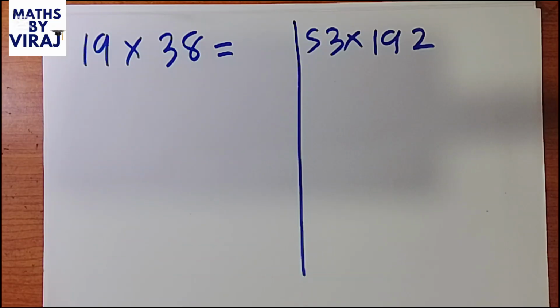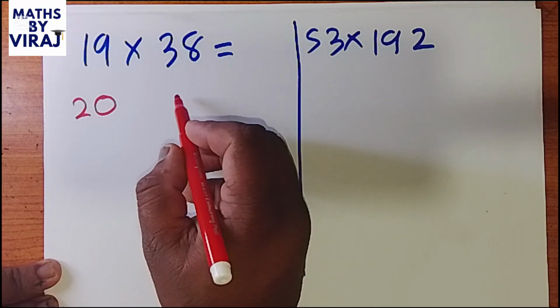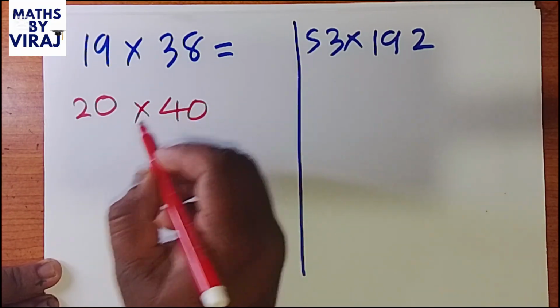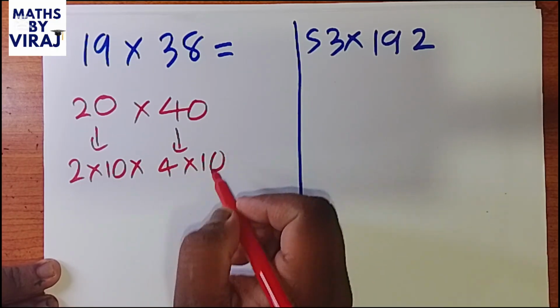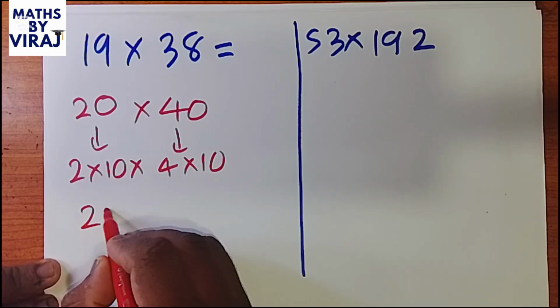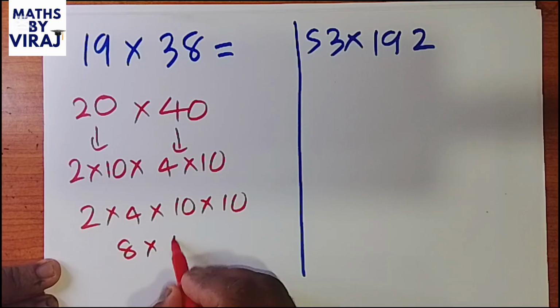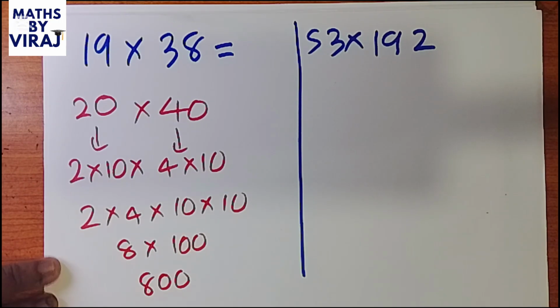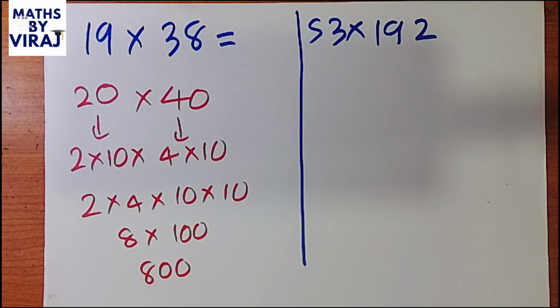If you look at these two sums, they are not having zeros at the end. Therefore, we can round them off. 19 I can round off to 20. 38 I can round off to 40. What is this? 2 into 10 into 4 into 10, which is 2 into 4 into 10 into 10. That would be 8 into 100. Final answer 800.